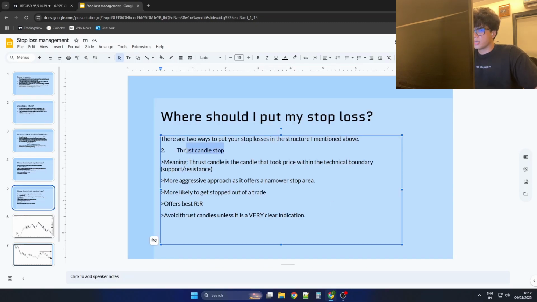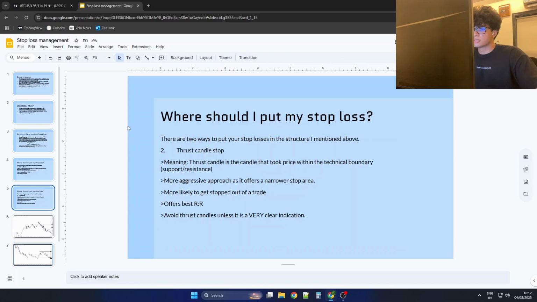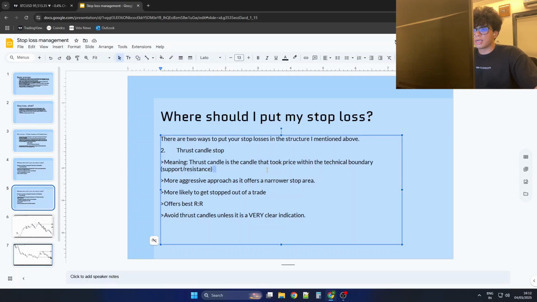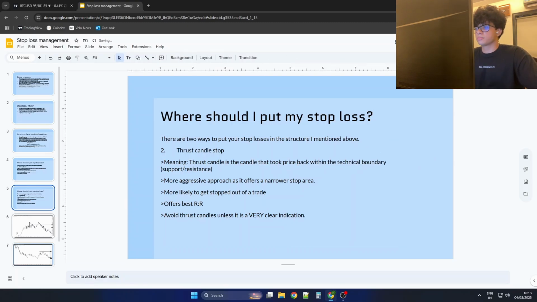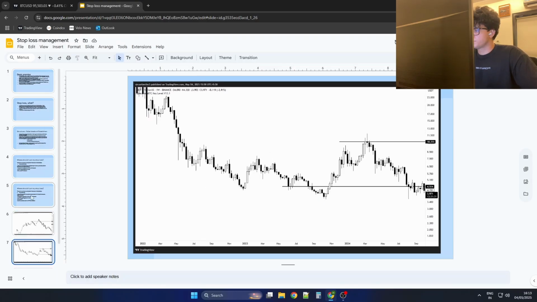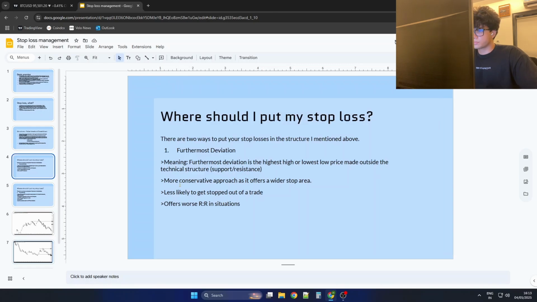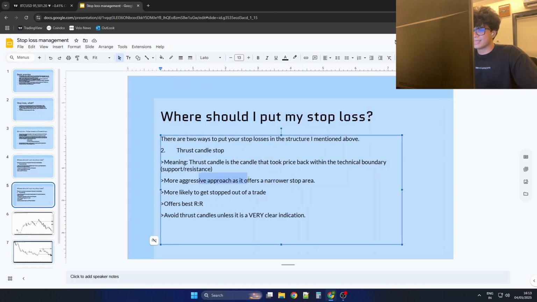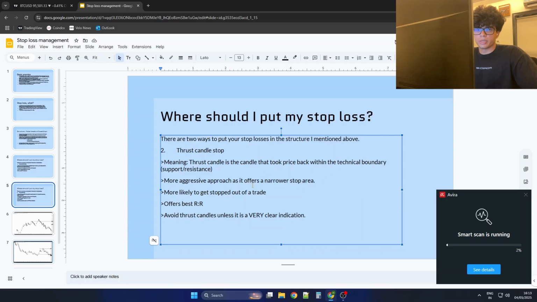So the second setup is the first candle stop. Meaning, the first candle stop is the candle that took price back within the technical boundary. This is a more aggressive approach, as it offers a narrow stop area, and you are more likely to get stopped out of the trade here, but it offers you the best RR. And personally, I avoid thrust candles, unless it is a very clear indication.